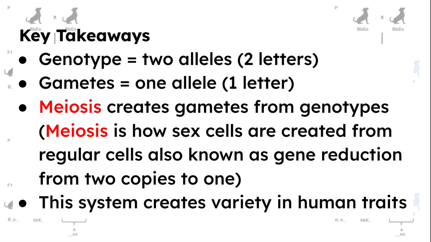Gametes only have one letter because they only require half of the genes, because it takes two to create a new person. This is why we have talked about or been shown this process called meiosis. Meiosis creates gametes from genotypes. Meiosis is how sex cells are created from regular cells. It's also known as gene reduction, from two copies of a gene down to one. This creates variety among humans.